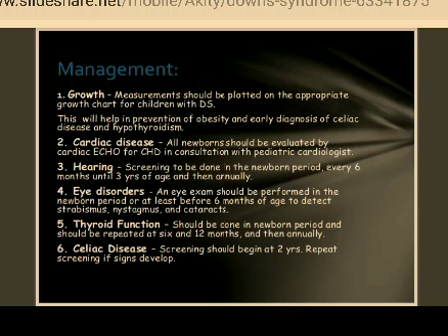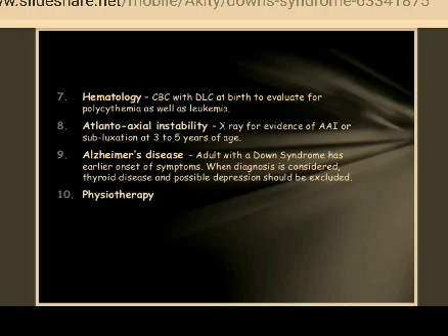Celiac disease screening should begin at 2 years. Repeat screening as signs develop. Hematology: CBC with DLC at birth to evaluate for polycythemia as well as leukemia. Atlantoaxial instability: X-ray for evidence of atlantoaxial instability or subluxation at 3 to 5 years of age. Alzheimer's disease: adults with Down syndrome have earlier onset of symptoms when the diagnosis is considered. Thyroid disease and possible depression should be excluded.